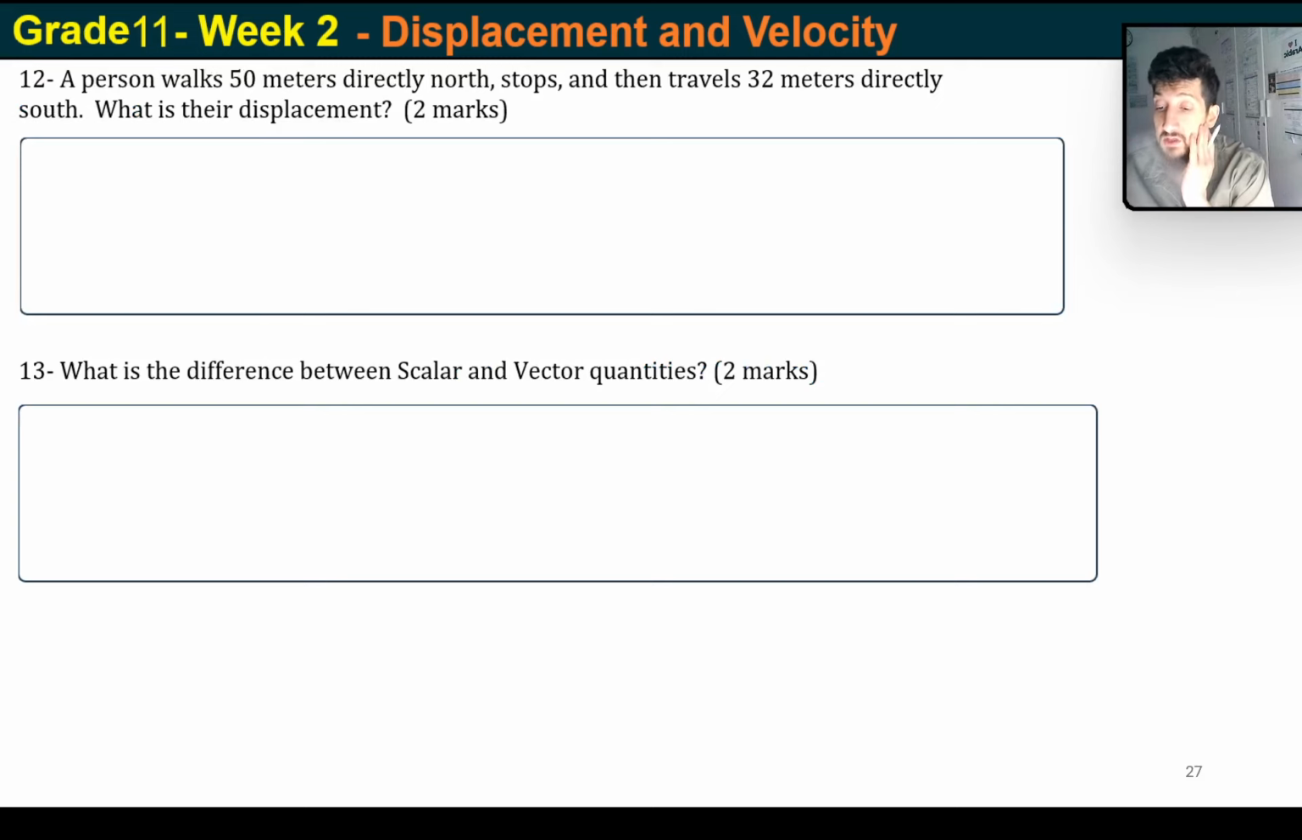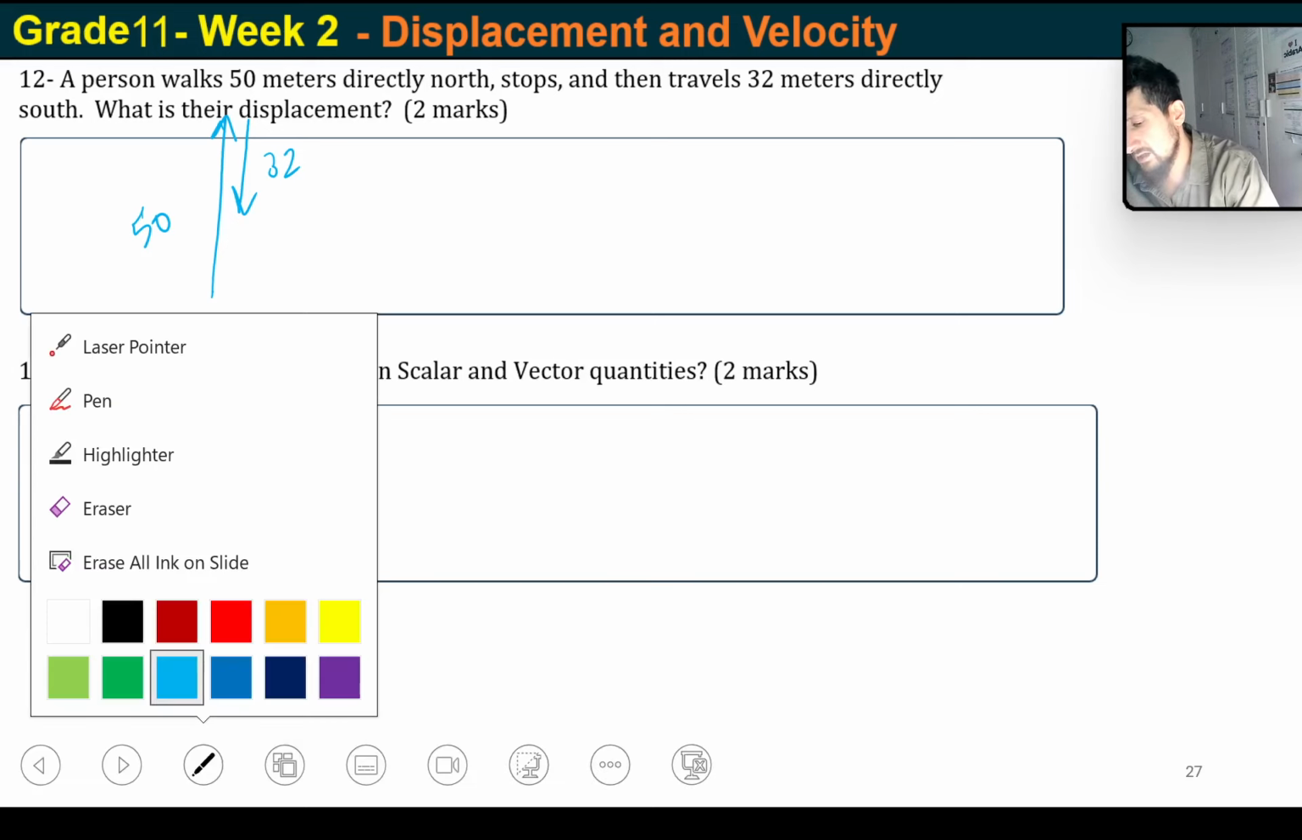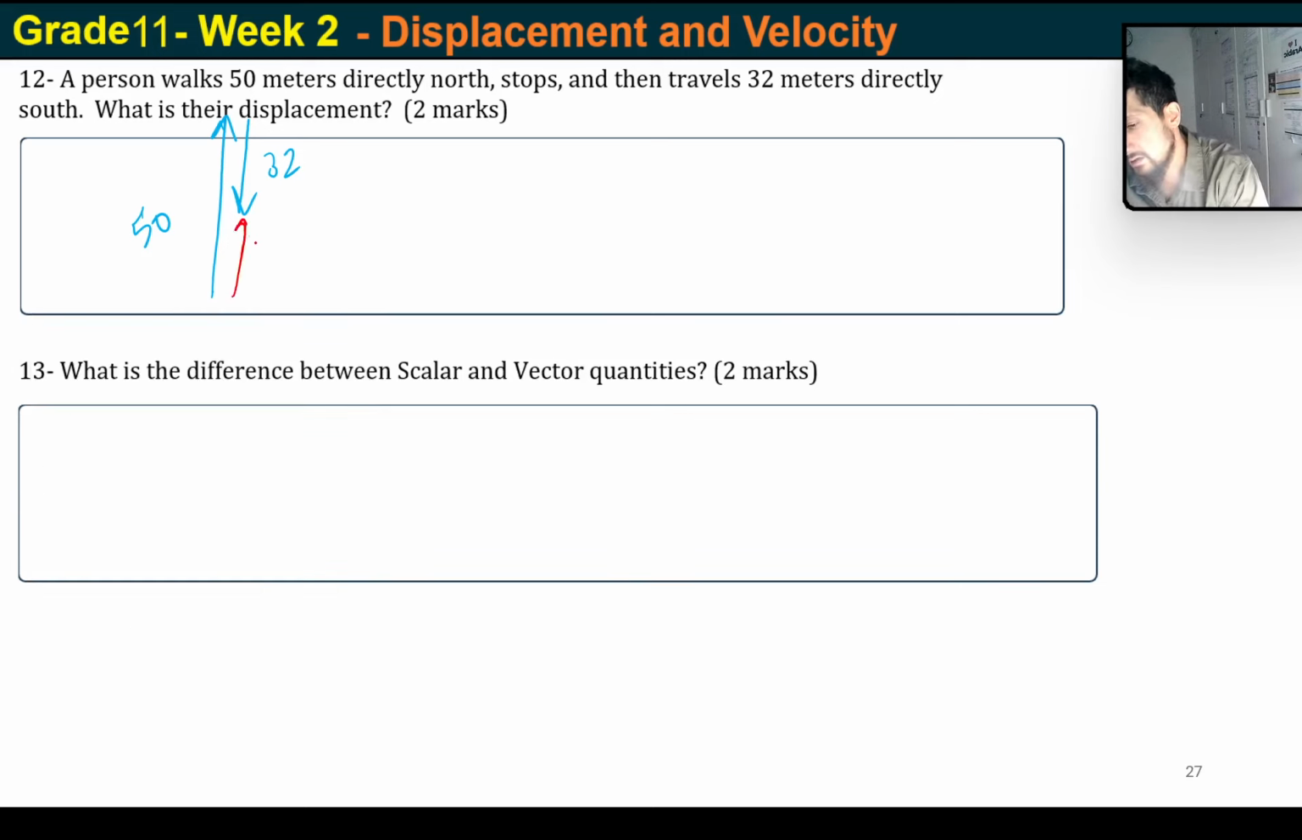Next, a person walks 50 meters directly north and then travels 32 meters directly south. What is their displacement? They went 50 meters north and then they came back down 32 meters. So their displacement is going to be this vector here, which I'm going to draw in a different color because I love using colors. This is their vector. So it's going to be 50 minus 32. So it's going to be 18 north.